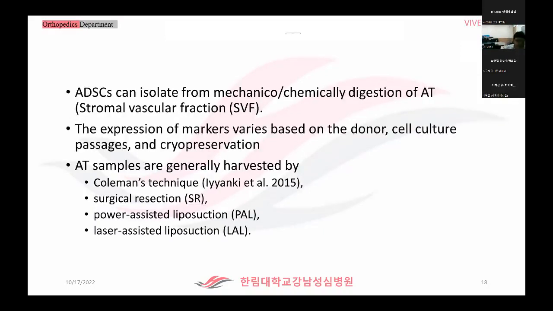Adipose tissue samples are generally harvested by four methodologies, depending on the facilities available in respective hospitals: Coleman's technique, surgical resection, power assisted liposuction, and laser assisted liposuction. These are the four commonly used techniques for harvesting adipose tissue in hospitals.